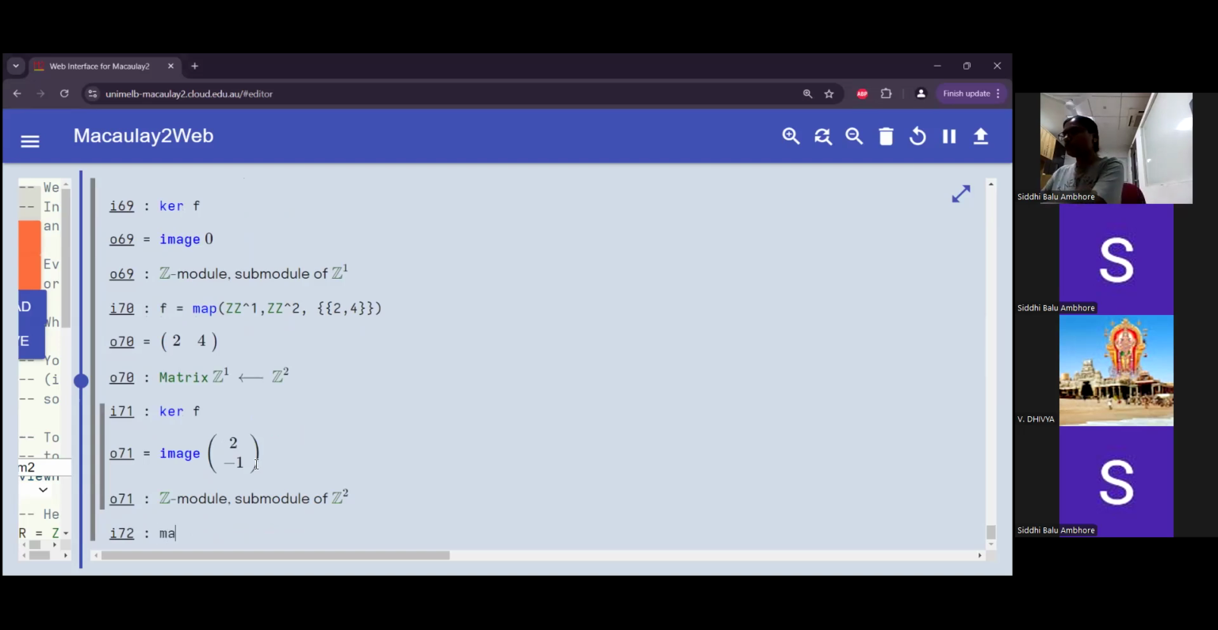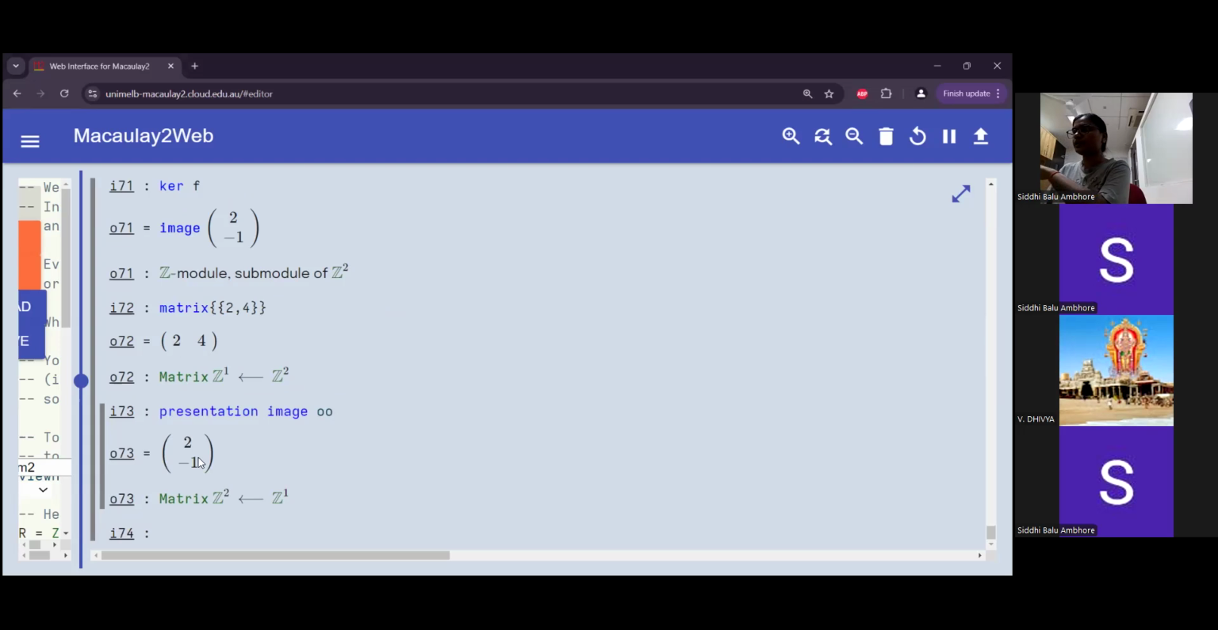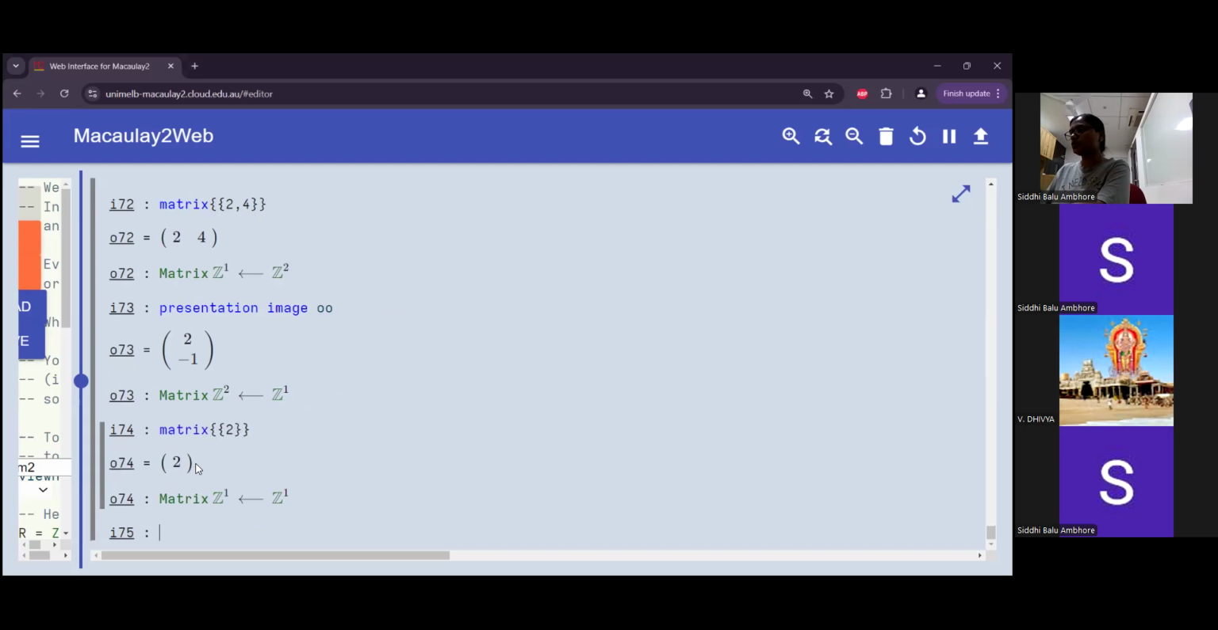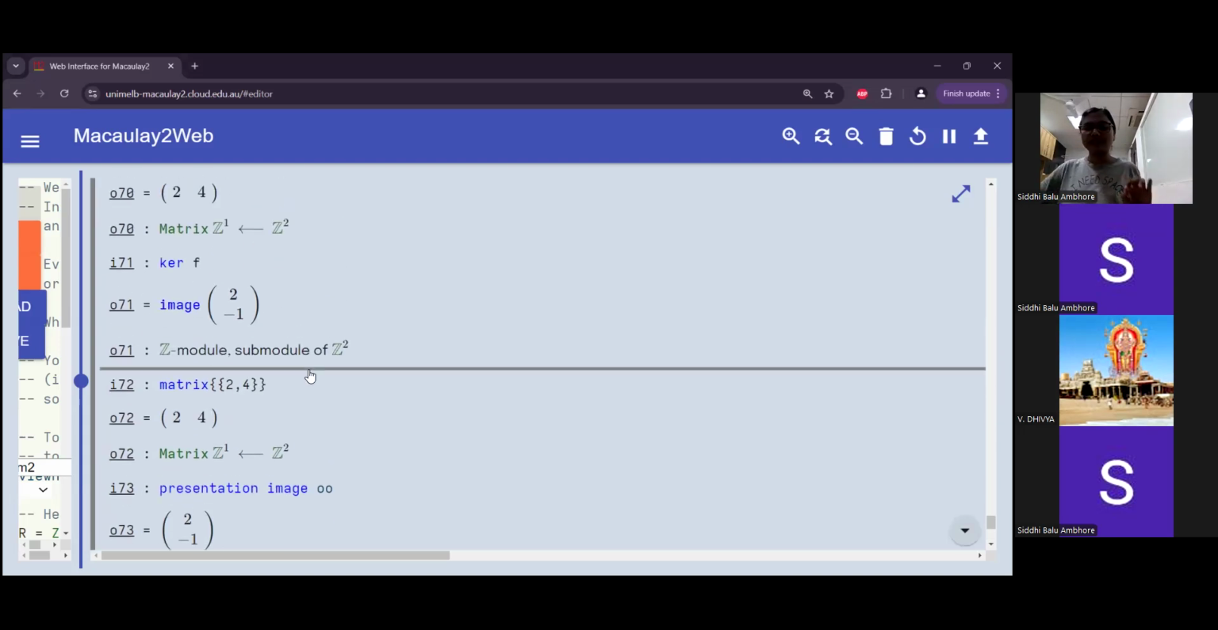And you can clearly do this also for this matrix. If I define matrix 2 comma 4, 2 comma 4, and I do just presentation of the image, this matrix which I defined earlier, it gives me this. But the moment I define this as matrix just 2 and try to find the image, it gives me this 0 matrix here. So I hope this is clear, the presentation matrix topic which was covered in the lecture.